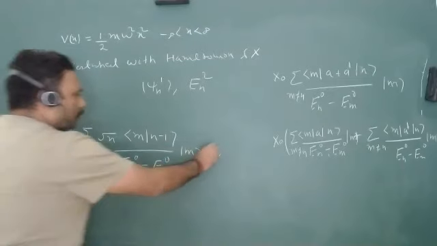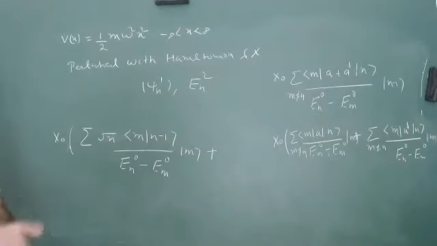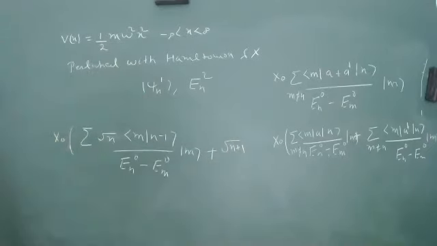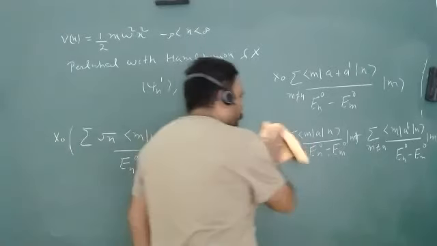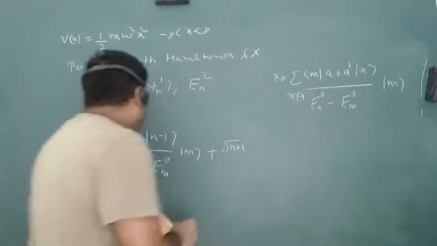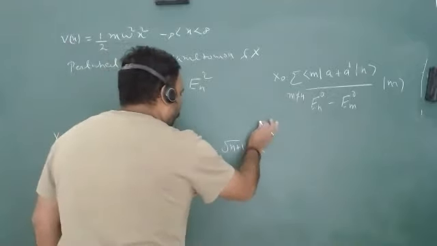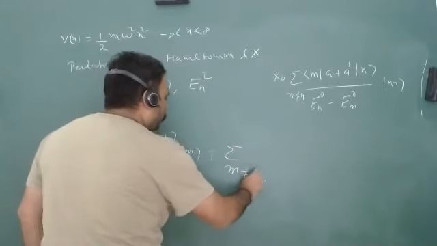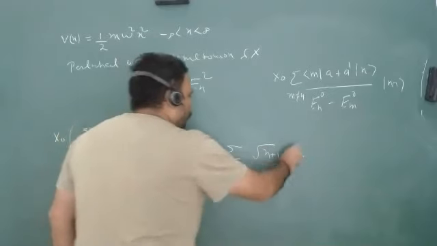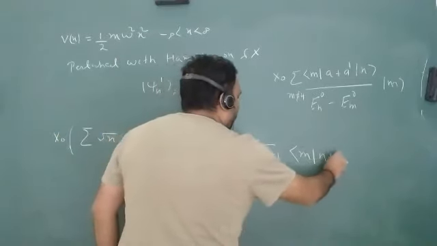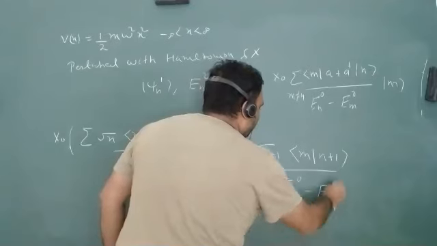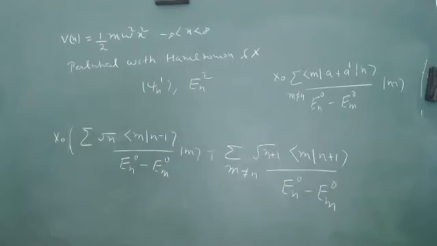Here we have phi m. The second term, a dagger will operate on ket n. What you will get? Root n plus 1, n plus 1. So you will get root n plus 1, and summation is also there. So there is summation m not equal to n. Here is root n plus 1, phi m, n plus 1, and here you have En0 minus Em0.